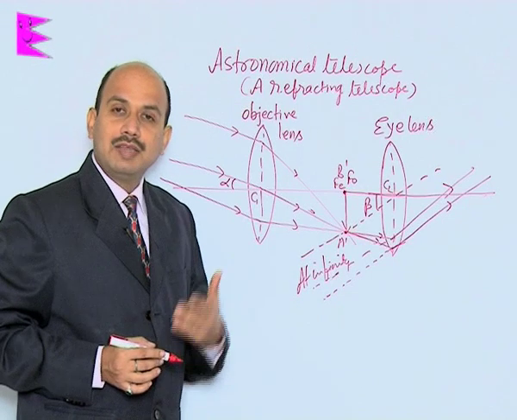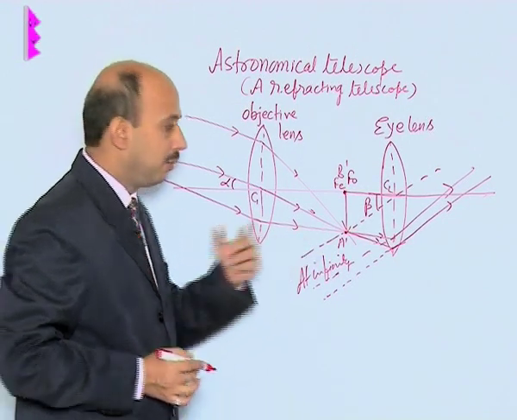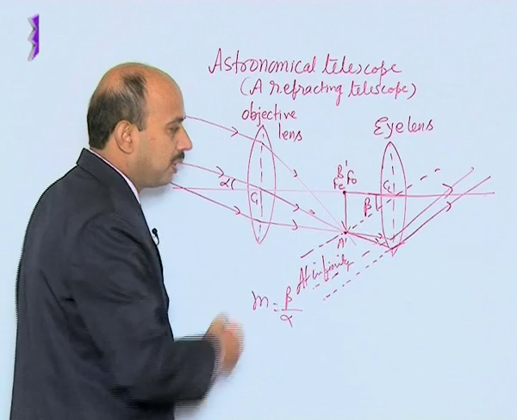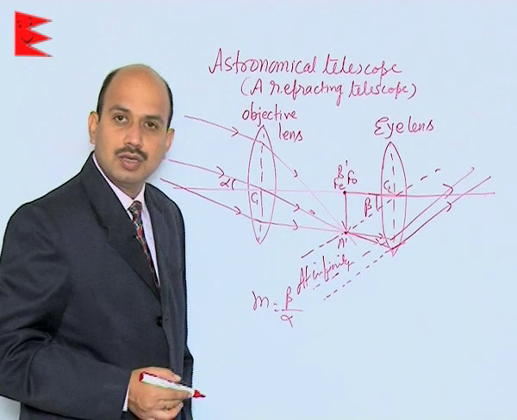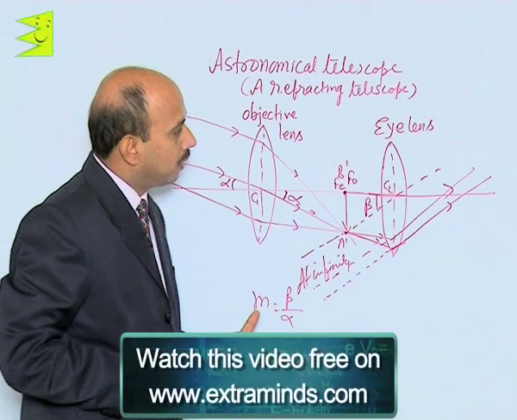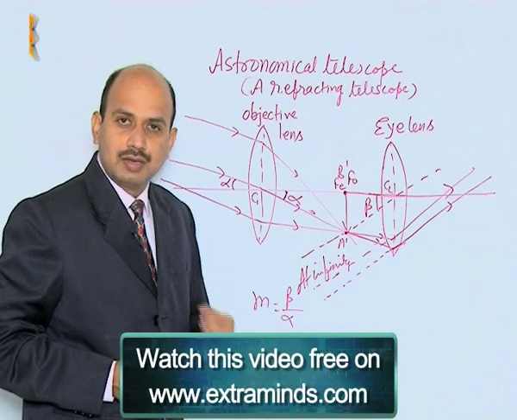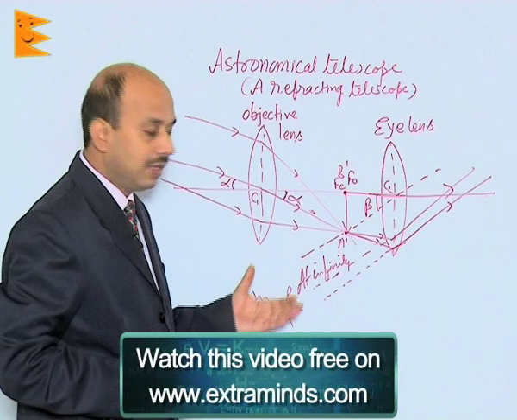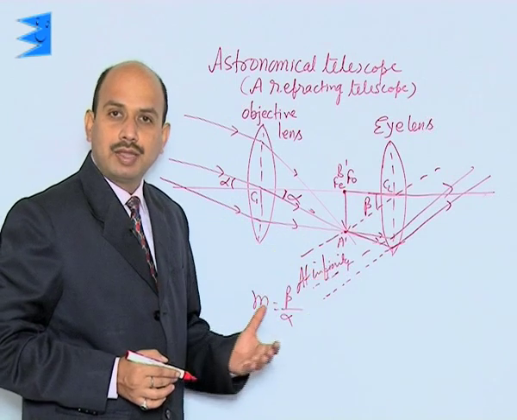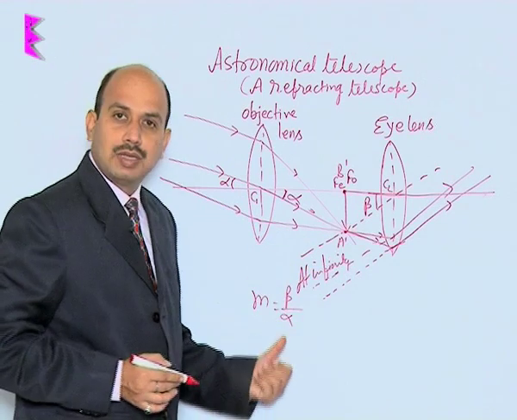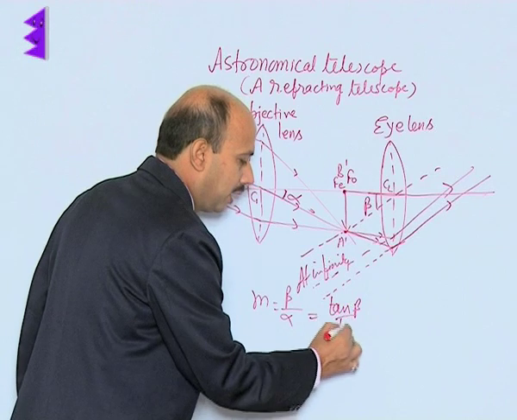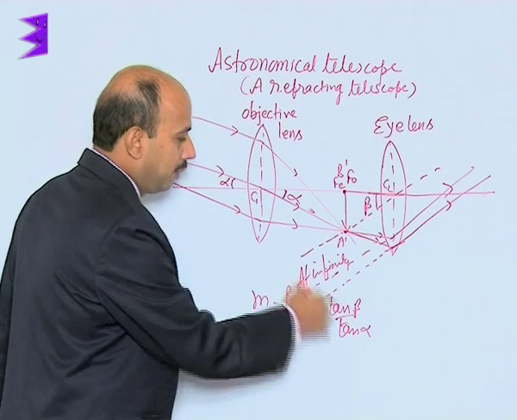Now, we can define the magnifying power of the astronomical telescope. Magnifying power m is equal to beta upon alpha. Beta is the angle subtended by the image at the eye, which is at infinity actually, and alpha is the angle subtended by the object, which is also at infinity. So, the magnifying power of a telescope is defined as the ratio of the angle subtended at the eye by the image and the angle subtended by the object at the eye when both are at infinite distance. So, we can write m is equal to beta upon alpha. For a small angle, we can write tan beta upon tan alpha. So, m is equal to tan beta upon tan alpha.